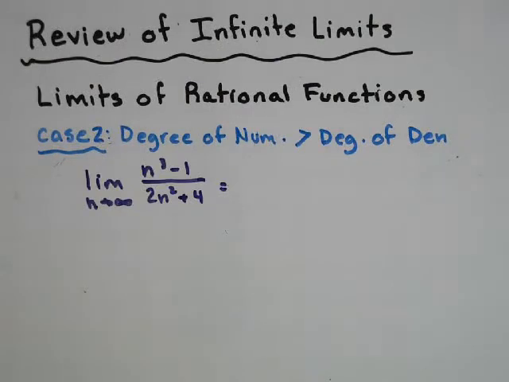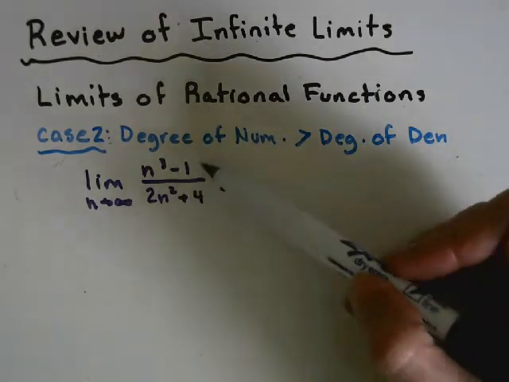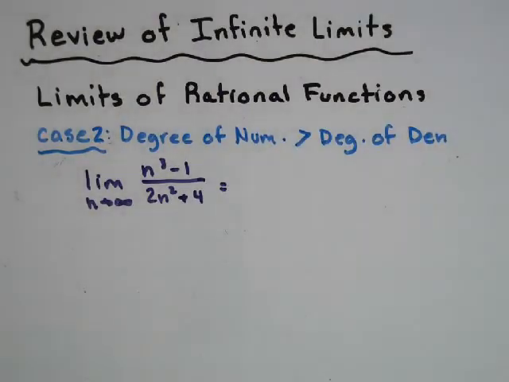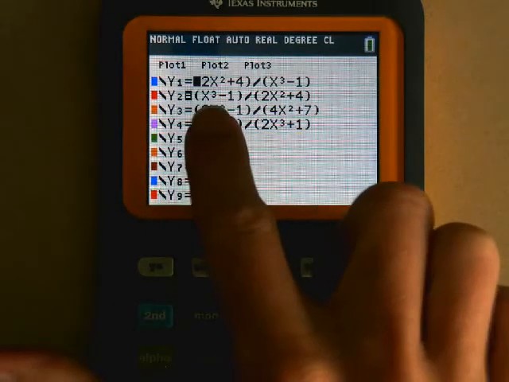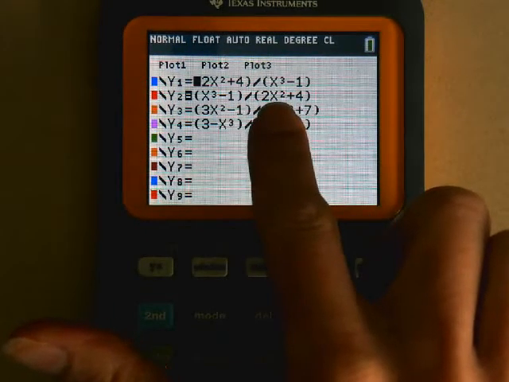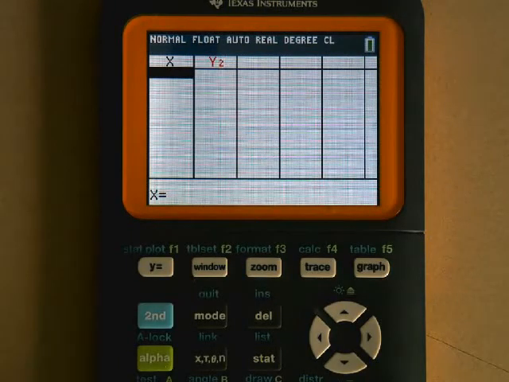All right, so case number 2 is the switch of that: if the degree of the numerator is bigger than the degree of the denominator. This time we're going to take that same one I just did, but flipped. So we've got n cubed minus 1 over 2n squared plus 4. You can see now I'm looking at the flip: x cubed minus 1 over 2x squared plus 4. So now I can plug in different values.